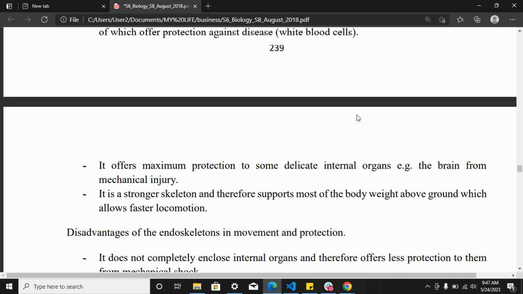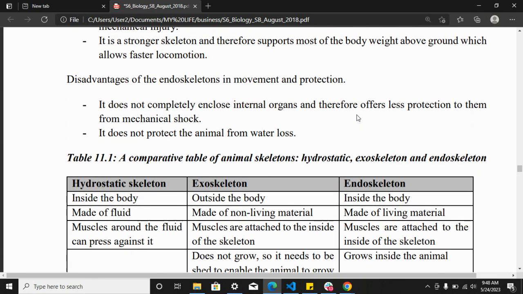Another thing rero, it's a stronger skeleton and therefore supports most of the body weight above ground, which allows faster locomotion. Ni kuvuga ngo irakomeye ariko iri light. It's strong but light, sibyo. So being strong rero bituma body weight yose yakicara ku mubiri nta kibazo, hanyuma locomotion ikabasha kugenda nta kibazo na kimwe.